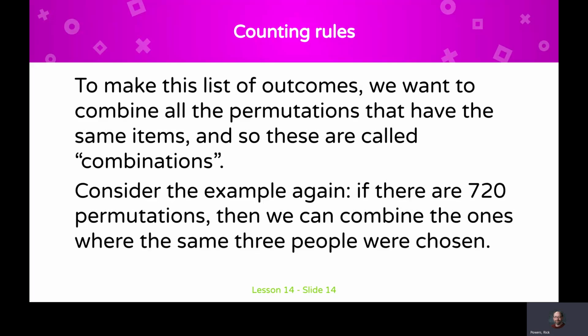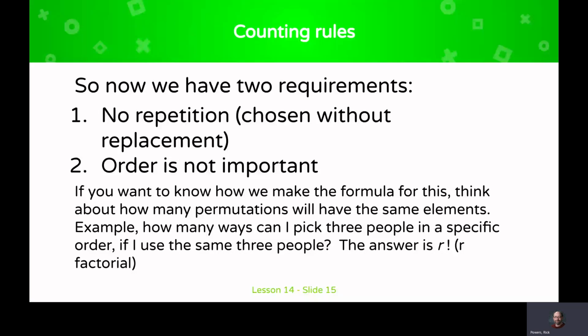Consider the example again. If there are 720 permutations, then we can combine the ones where the same 3 people were chosen. So now we have 2 requirements. First, no repetition, chosen without replacement. And the second requirement, order is not important now.